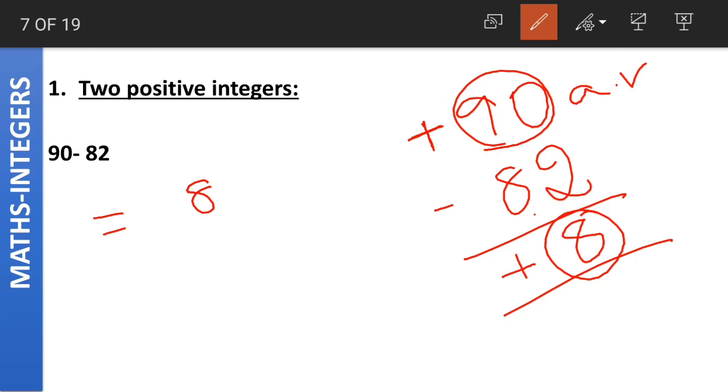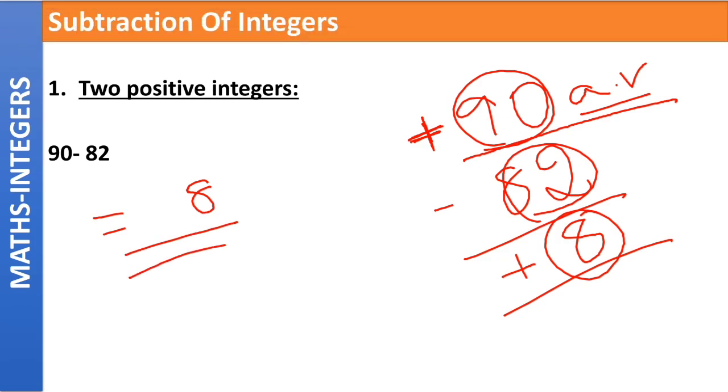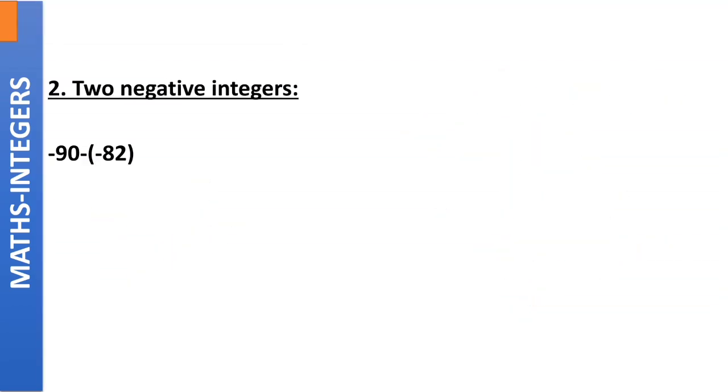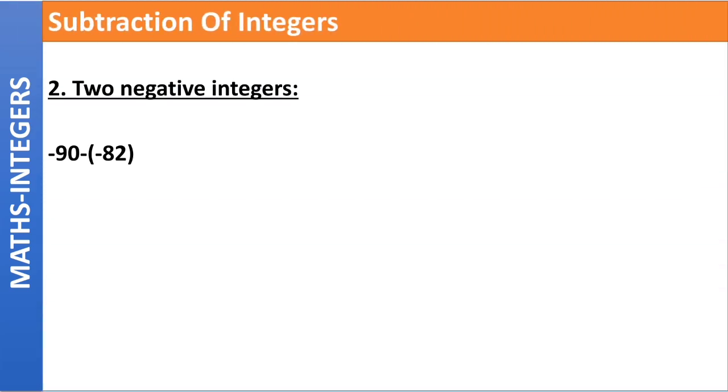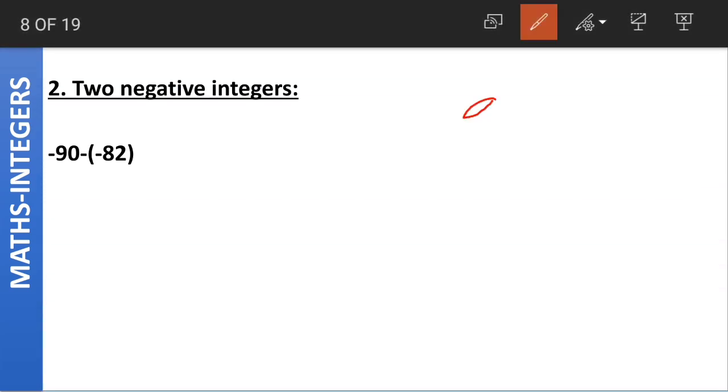We subtracted the smaller absolute value from the larger absolute value, and then we put the same sign as the number with the larger absolute value. The number with larger absolute value is 90. It is a positive integer, so the answer will also be a positive integer. The next case can be two negative integers, when minus 90 and minus 82 are given.